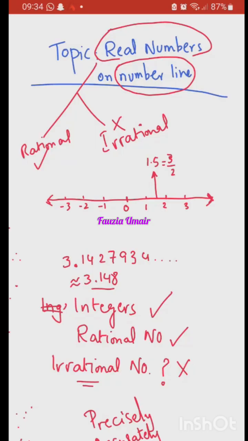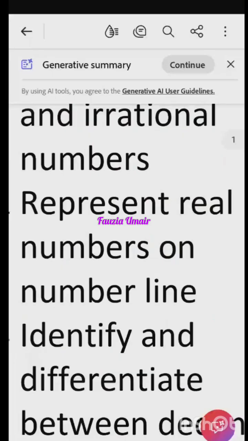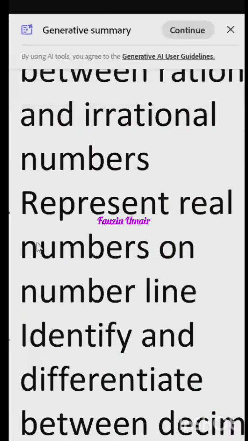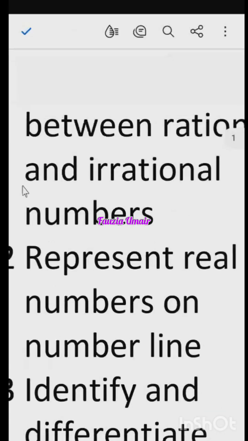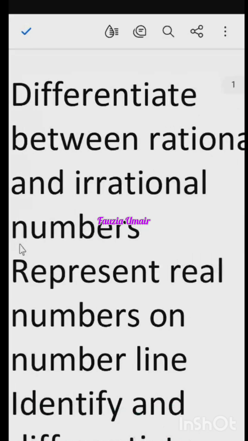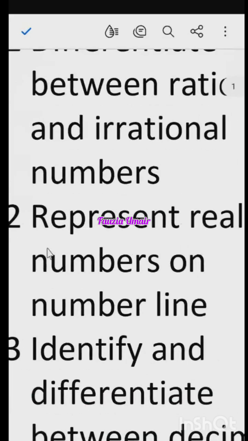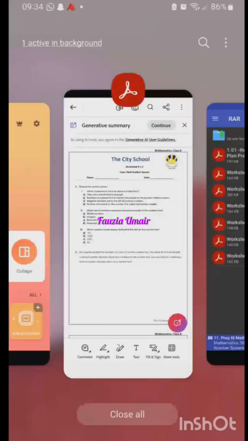I hope your confusion will be cleared more. So this is the learning outcome today. At the end of today's lesson, you would be able to represent real numbers on the number line. So this is the outcome of today's class. You can see the second one, represent real numbers on the number line. That is the agenda of class today. So now we are going to start with the worksheet.